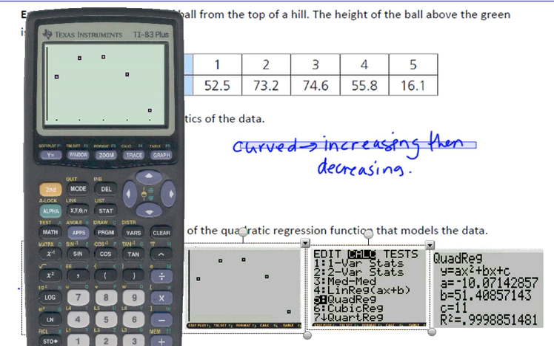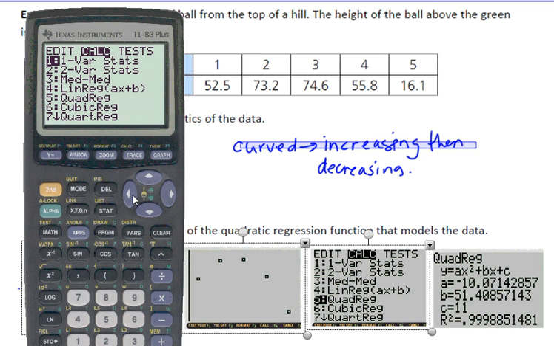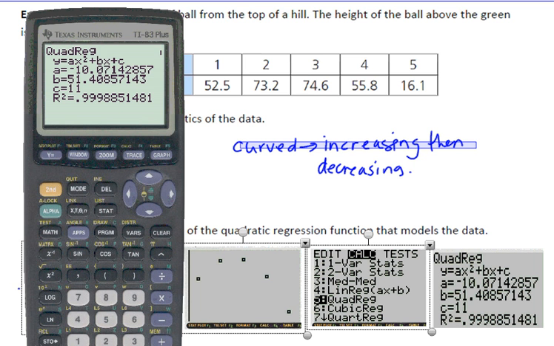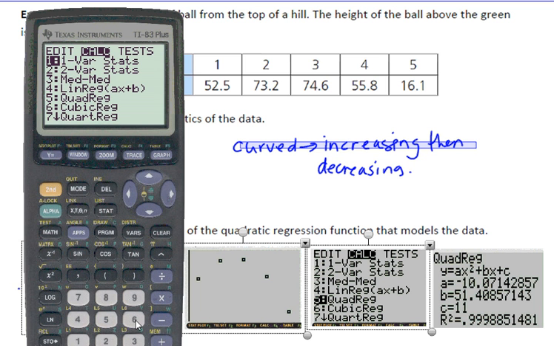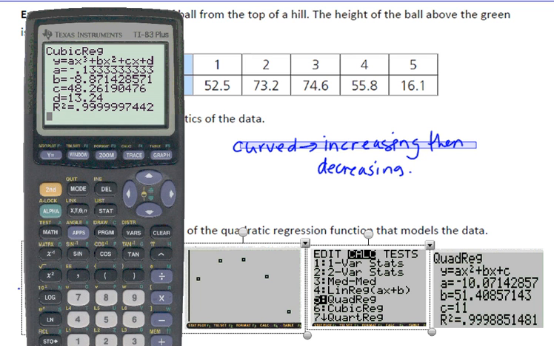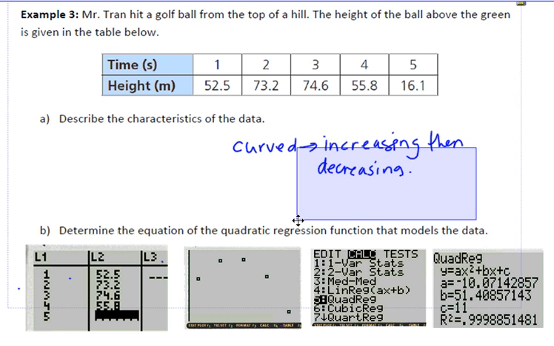You do them both, right? In this case, you don't have to do linear. There's no way this will be linear. It's curved. So then we go stat, calc, and we're going to do both of them, number 5 and number 6. And we look at the R-squared value. So R-squared here is 0.999, and stat calc 6 is point. So technically cubic is better, but then I ask you to do quadratic.